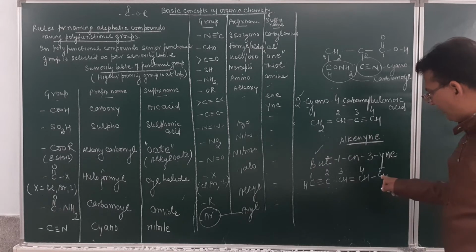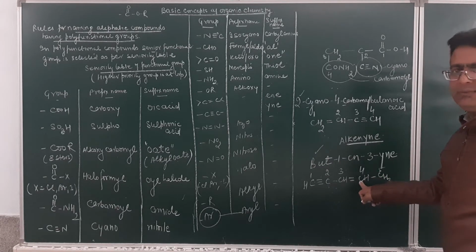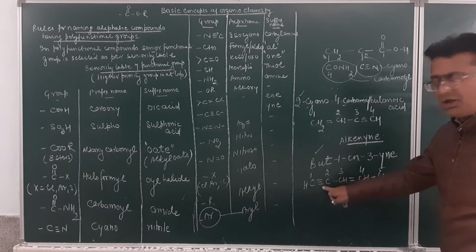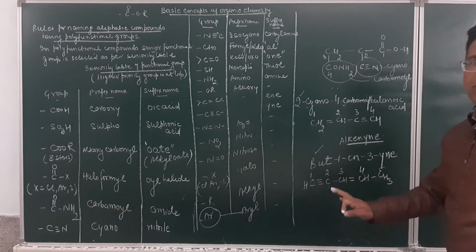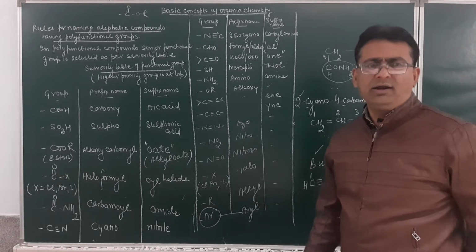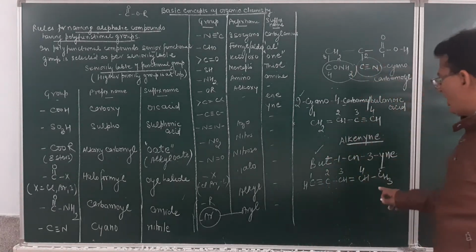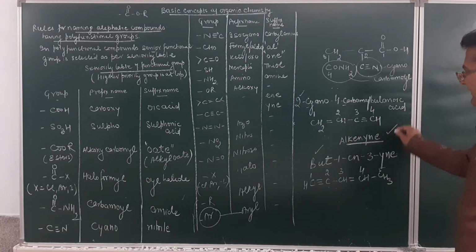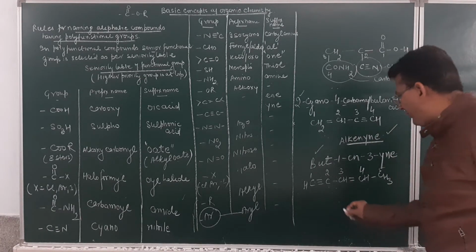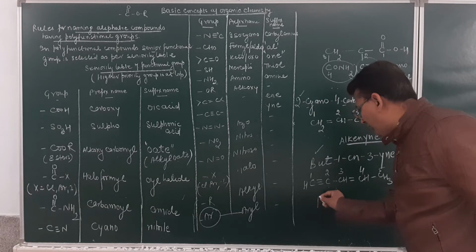If I would have numbered from here, the double bond would have been getting number 2. From this side, the double bond would have been getting number 3. Since the triple bond is getting number 1, I shall be numbering from this side. Remember, although the triple bond is less senior as compared to a double bond, the base name of this will be given as alkenyne. So for 5 carbon atoms, the root word will be pent.